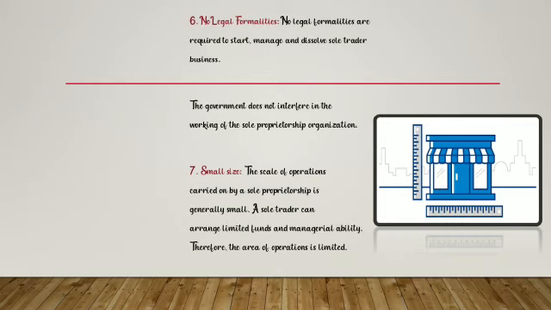Seventh, small size. As the proprietor is a single person, it could not be possible for him to get all the assets, all the required funds for running his business. Being a single person, he won't even be so efficient in doing his work, and this would lead to a small size. Therefore, the area of operation would be limited.